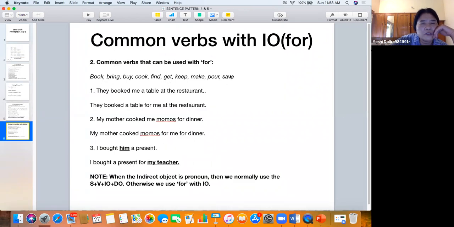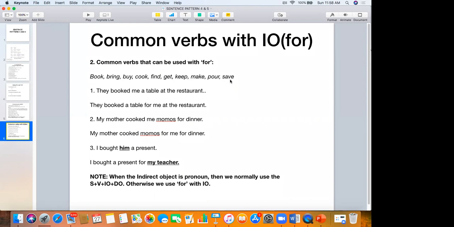These verbs can be written with an indirect object, but if you want to write a different sentence, you can use them with "for," not "to." Then "to" can do one thing, "for" another. Okay.